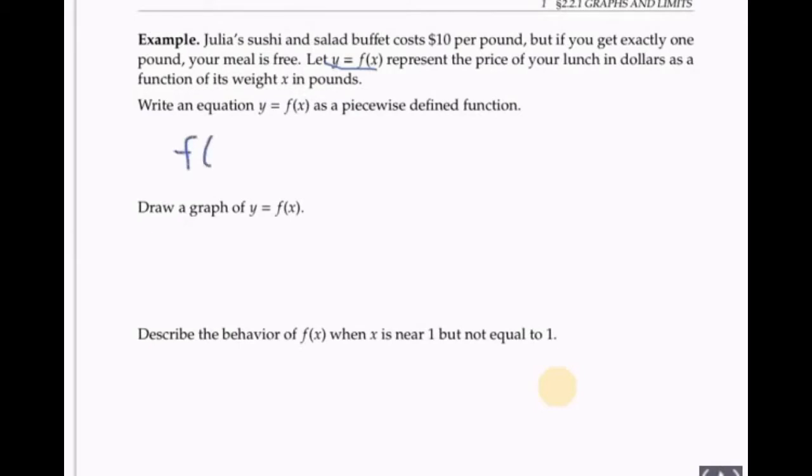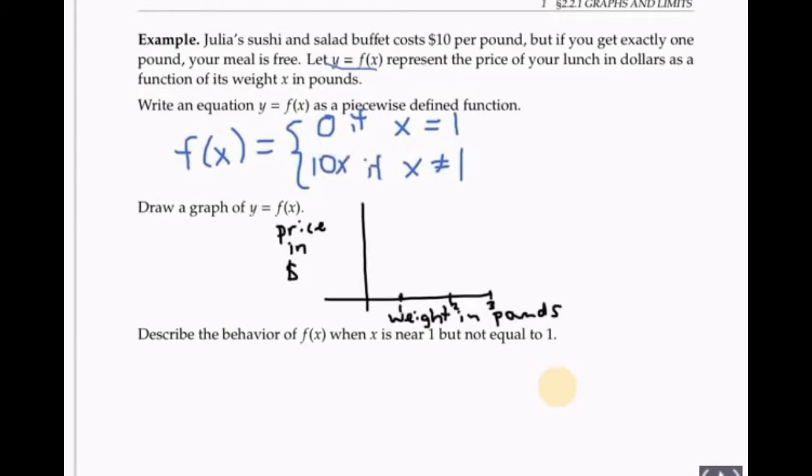It made sense to use a piecewise defined function because there are two situations. The weight x could be exactly 1 pound, or it could be different from 1 pound. If the weight is exactly 1 pound, then f(x), the price, is zero, but if x is different from 1 pound, then the price is 10 times x.